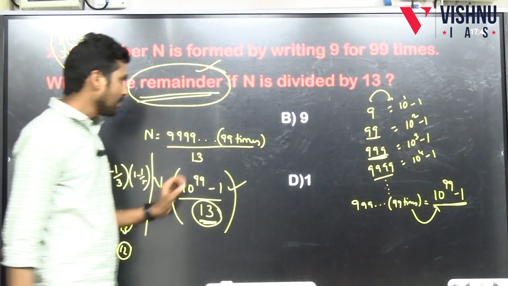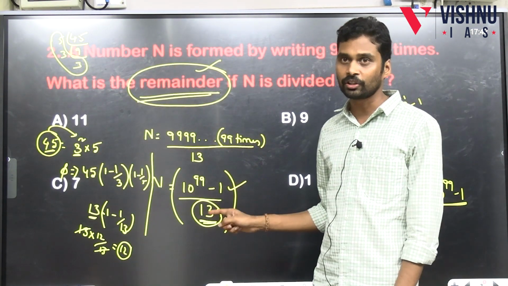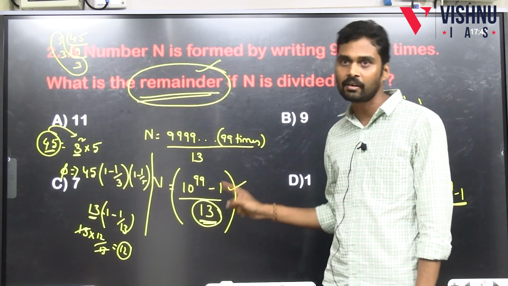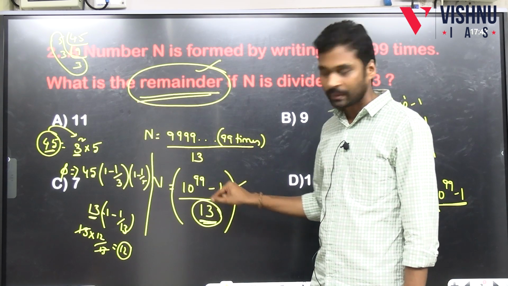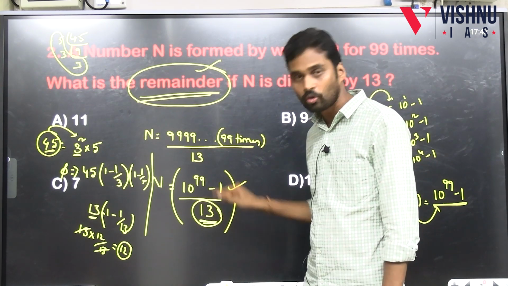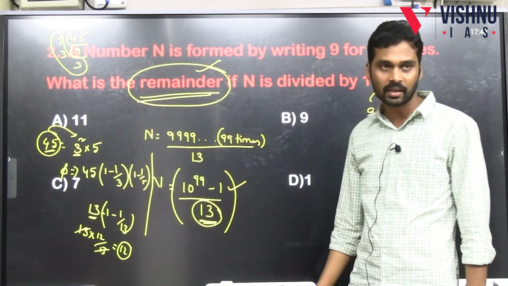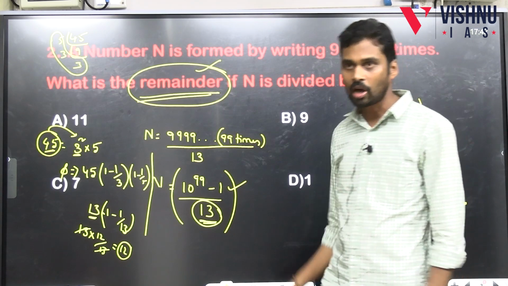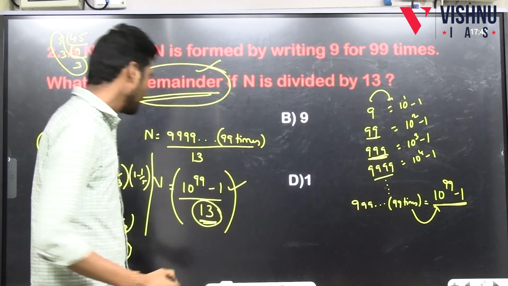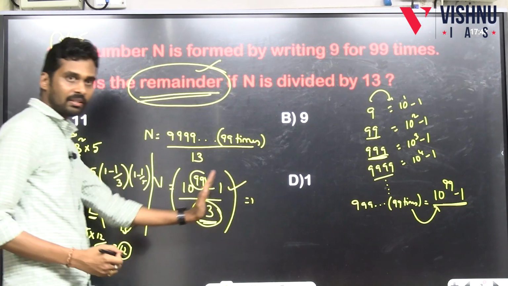When this kind of model is given, almost every year you have a minimum of one question. This year you have 2-3 questions related to this. So when we have to find the remainder, you always first find the totient. You see how to find the totient of these numbers. What is the totient of 13? 12. After getting the totient, we can see the next step.